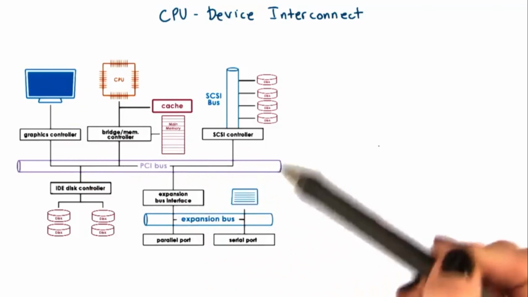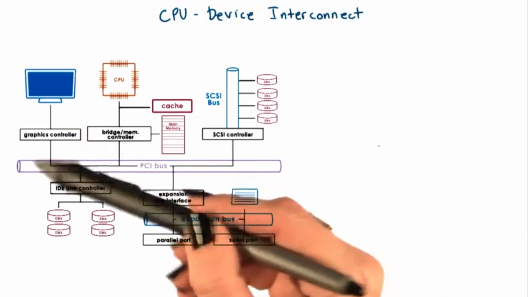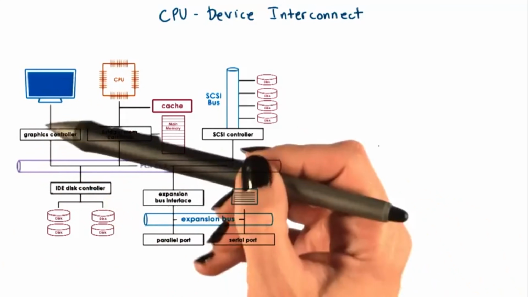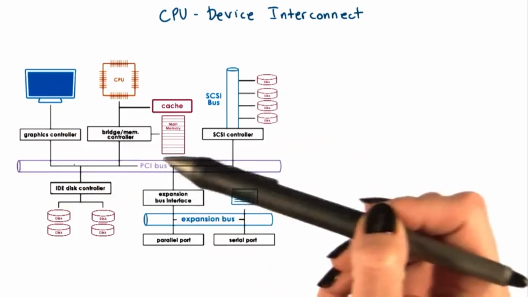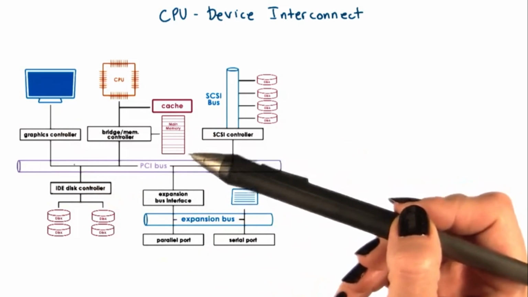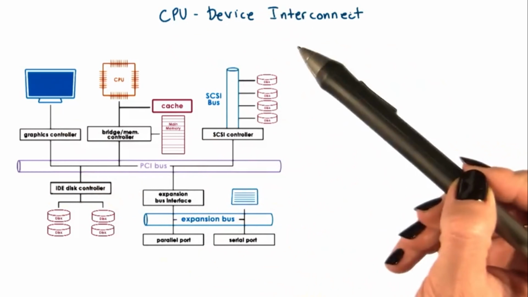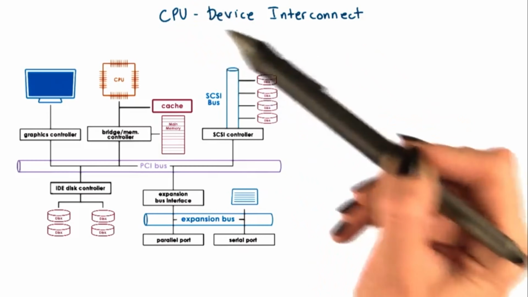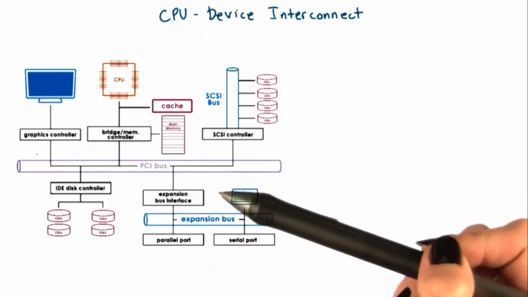Devices interface with the rest of the system via a controller that's typically integrated as part of the device packaging, that's used to connect the device with the rest of the CPU complex via some CPU-device interconnect. Whatever off-chip interconnect is supported by the CPU that different devices can connect to.